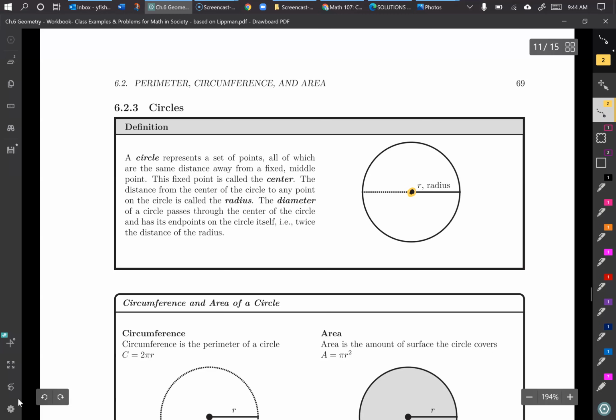The distance from the center of the circle to any point is called the radius. When you go all the way across, that's the diameter. So just mark that in here. Okay, it's always equal to twice the radius.